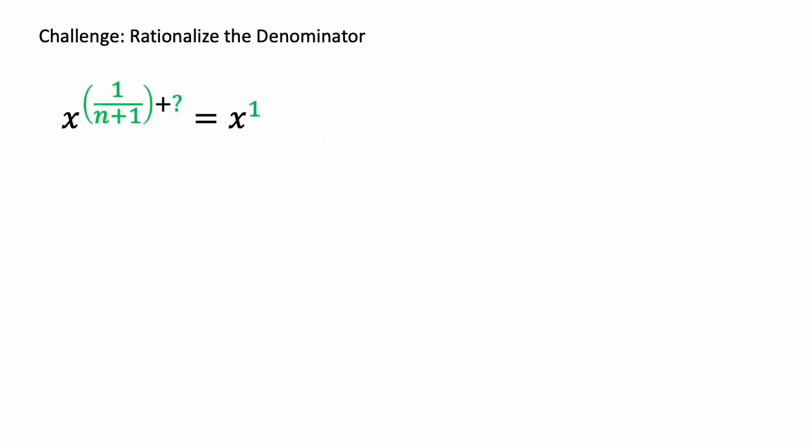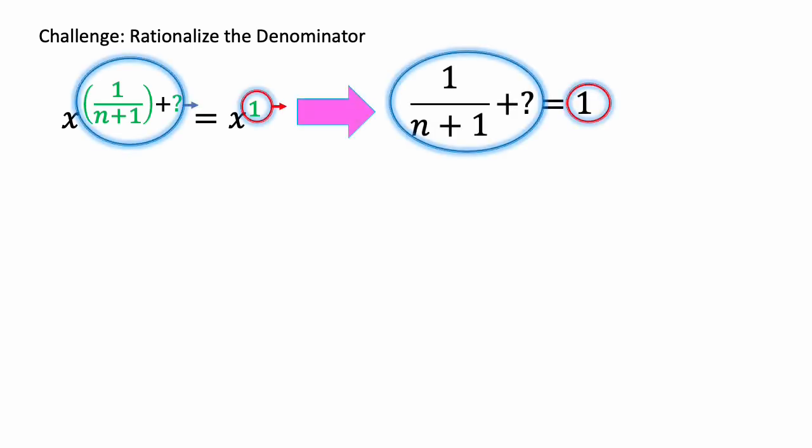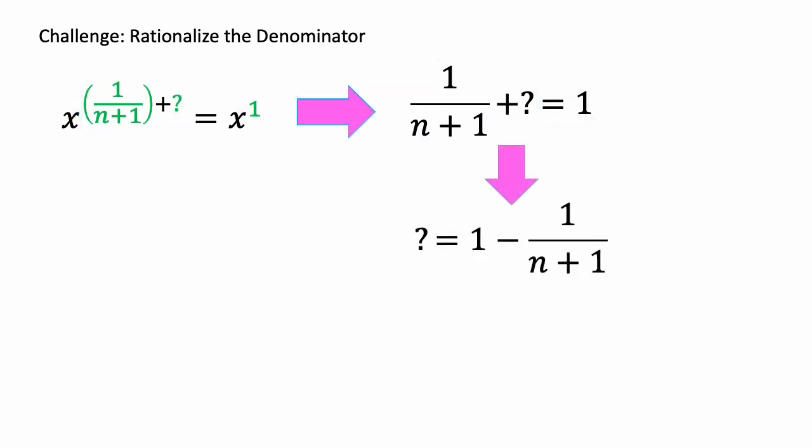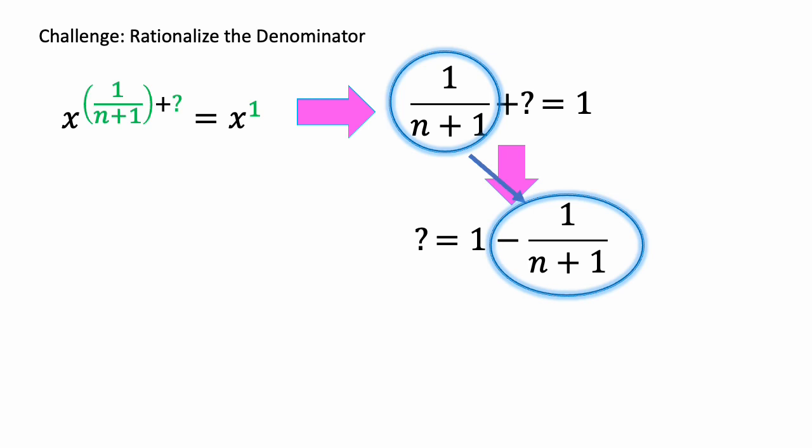Zooming in on this, we are able to focus solely on the exponents because we have a base to this power equal to the same base to the power of 1. So if we just look at the exponents, we can say that 1 over n plus 1 plus question mark is equal to 1. If we subtract 1 over n plus 1 from both sides, we get the question mark isolated and it is equal to 1 minus 1 over n plus 1.